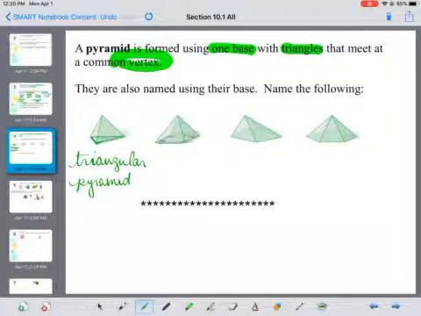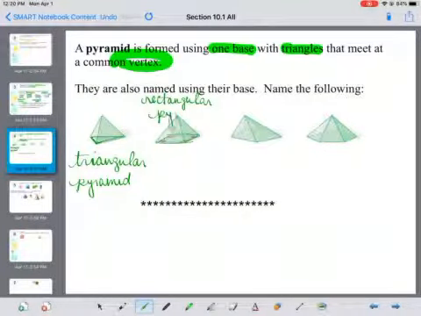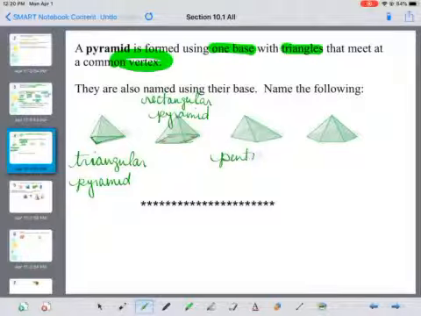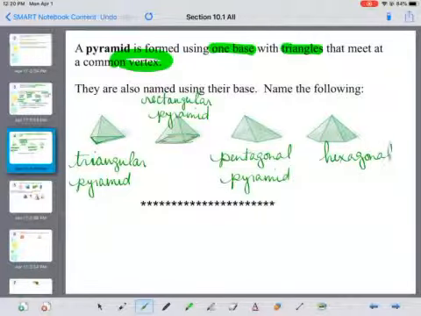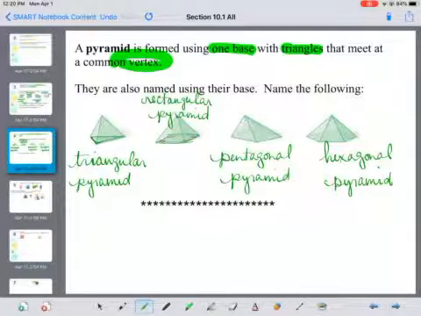This one has a rectangular base, so it's a rectangular pyramid. This one here has a pentagon for a base, so it's a pentagonal pyramid. And then here on the hexagon base is a hexagonal pyramid. And you'll notice both names are important to know.